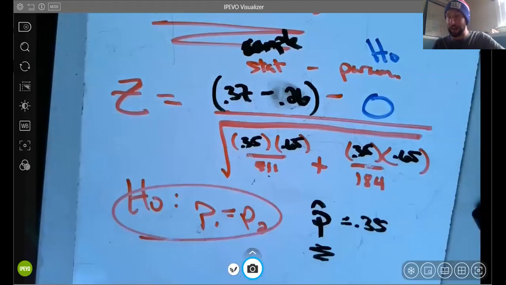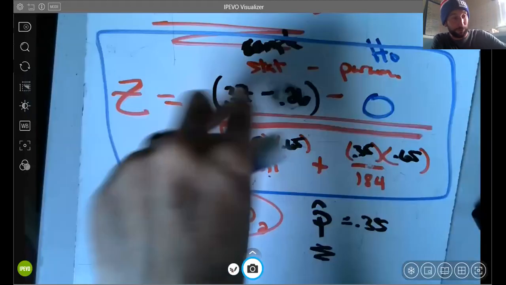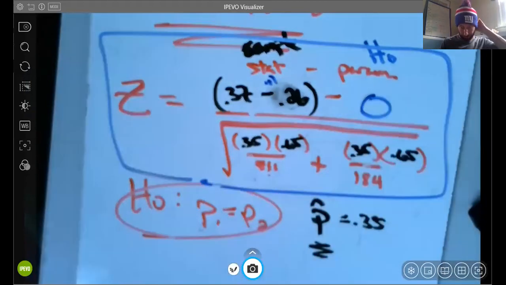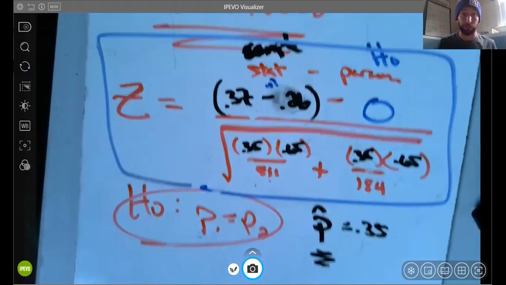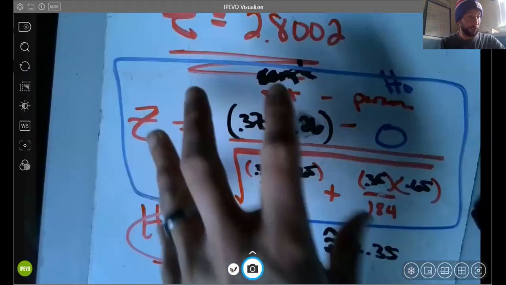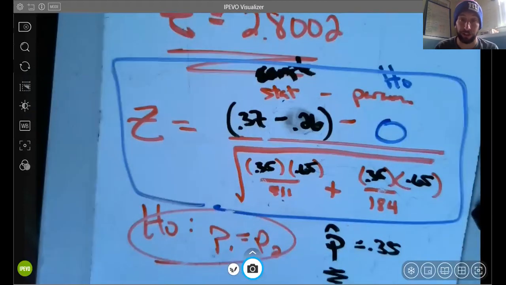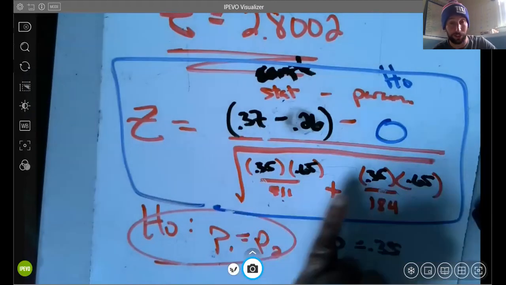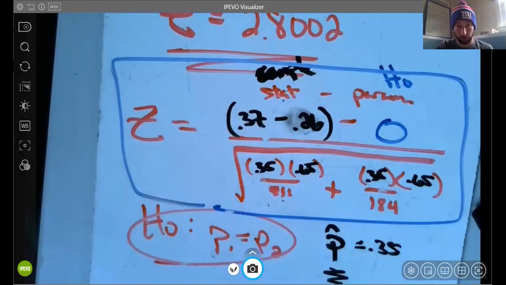And so if I did out all of this work, which I am not going to do right now, but if I took some time to actually do 0.11 divided by all this stuff under the radical, I would in fact get that z-score of 2.8002. So this blue box, this is how we can show the formula for our z-score in a 2-prop z-test. And so the only tweak is that we have to change this number to stay consistent with our null hypothesis. So that's what's up with p hat pooled.